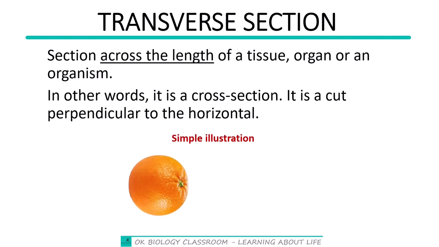Let's look at this. This is the orange that we saw under the longitudinal section. This time, the cut is going to be done this way, across the length, not along the length. And when it's cut across the length, this is what we are going to observe. So you see that the two different images, according to the kind of section that we did, are showing us different internal arrangements of the orange. That is why we are saying that section is very important. How you cut would determine which parts would be shown.